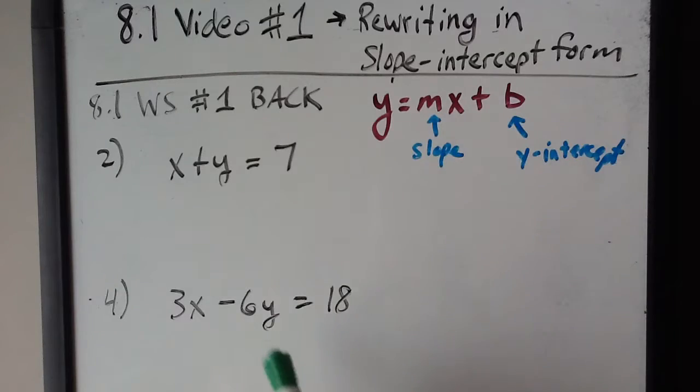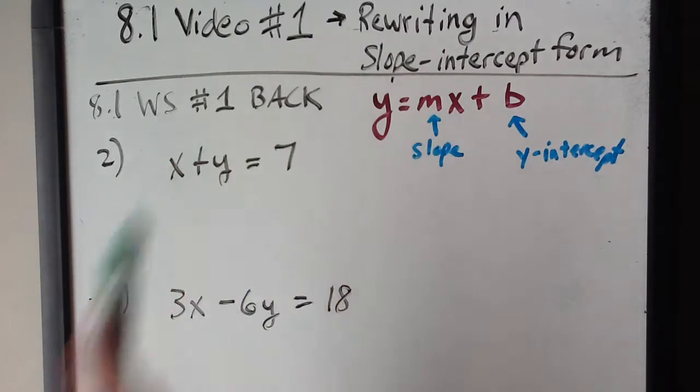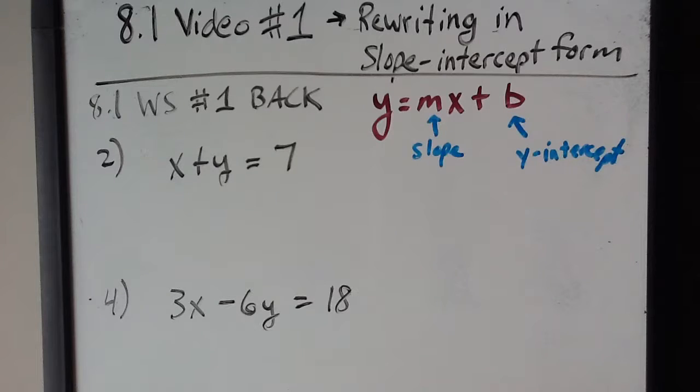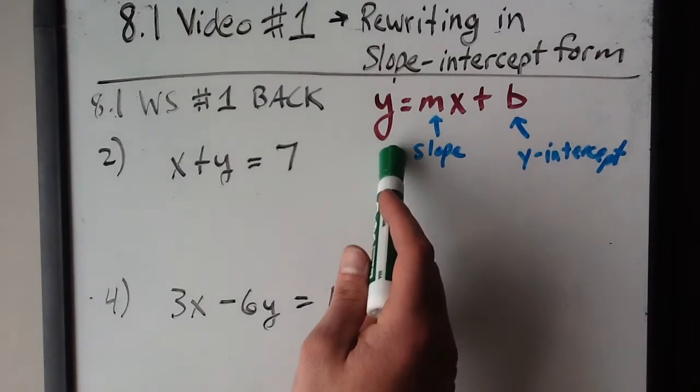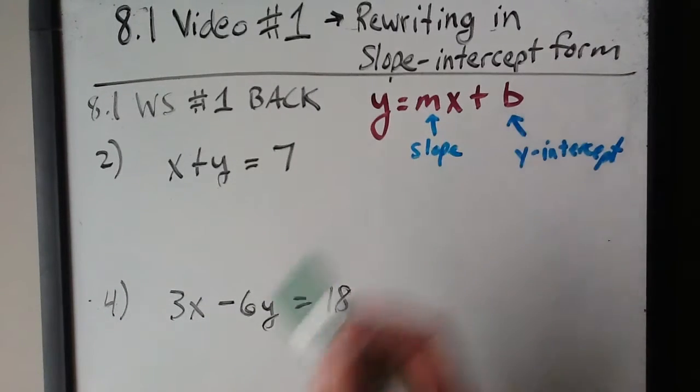Okay, so we're given these equations. These equations come from 8.1 worksheet number 1, the backside. We're going to be looking at the evens. We're given these equations and we have to basically rearrange the terms so that it is in slope-intercept form, so that we have y equals mx plus b.